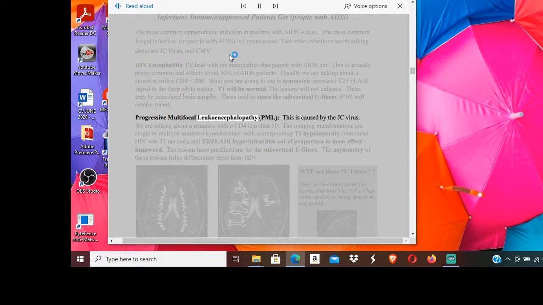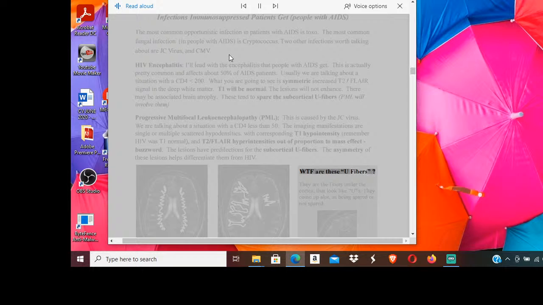Progressive multifocal leukoencephalopathy, PML, this is caused by the JC virus. We are talking about a situation with a CD4 less than 50. The imaging manifestations are single or multiple scattered hypodensities, with corresponding T1 hypointensity. Remember HIV was T1 normal, and T2/FLAIR hyperintensities out of proportion to mass effect is the buzzword. The lesions have predilections for the subcortical U fibers. The asymmetry of these lesions helps differentiate them from HIV.